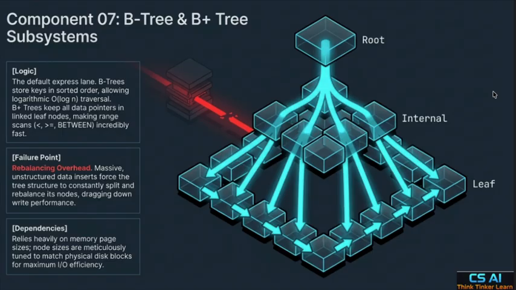The trade-off is rebalancing overhead. Every time you insert massive amounts of unstructured data, the tree must split and rebalance, which can drag down write performance.